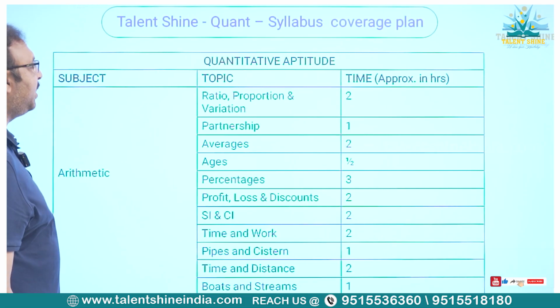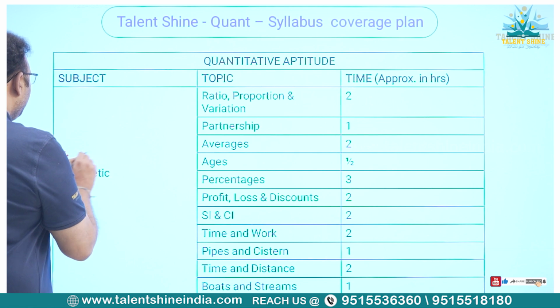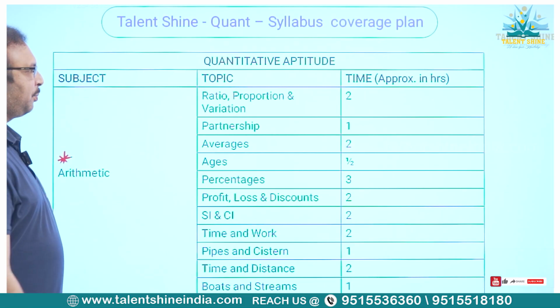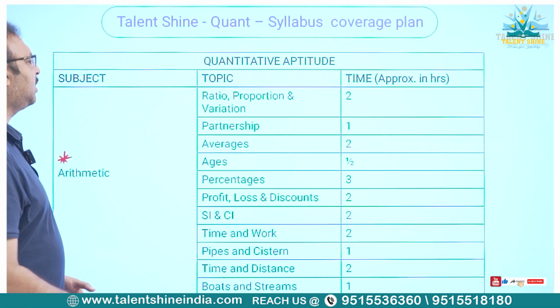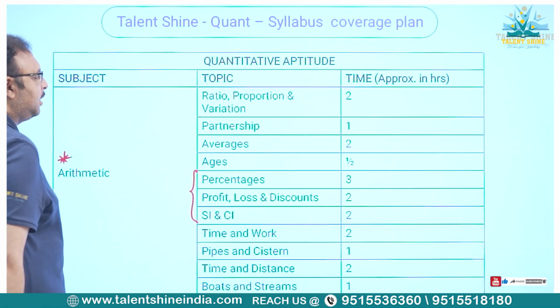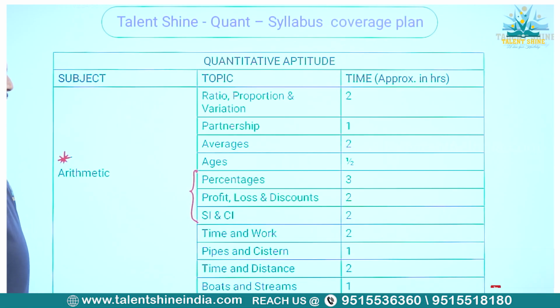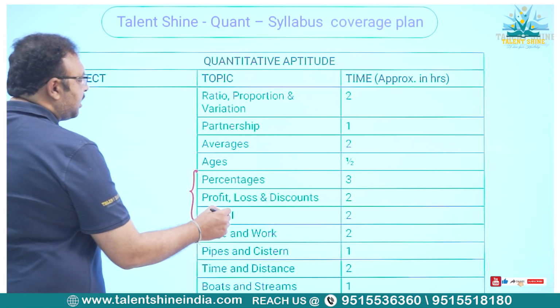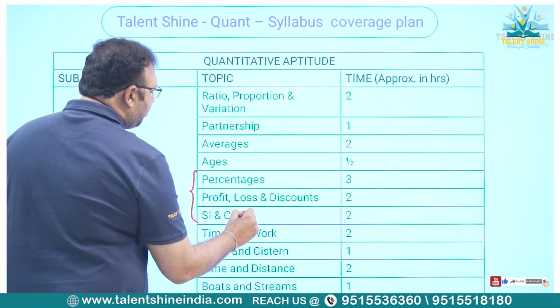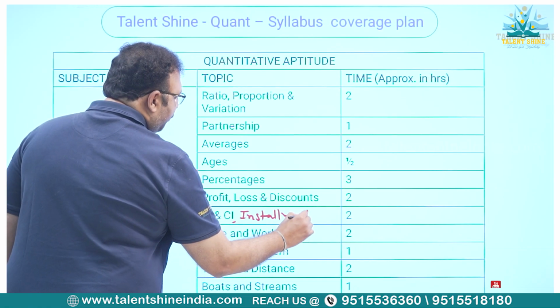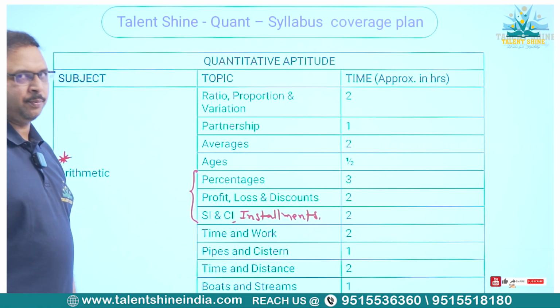Next part is arithmetic. It is very, very important and most scoring. The maximum number of questions you need to face are from these topics. In this arithmetic topic, these three topics are very, very important: percentages, profit, loss and discount, simple interest and compound interest. Even in simple interest and compound interest, focus on installments. That is also one of the important ones.